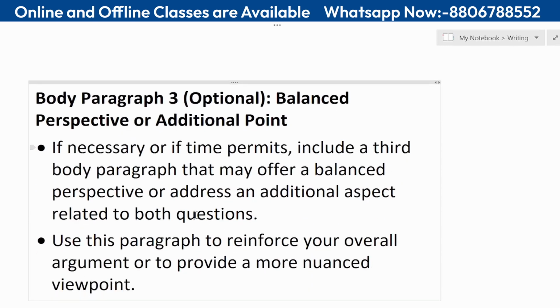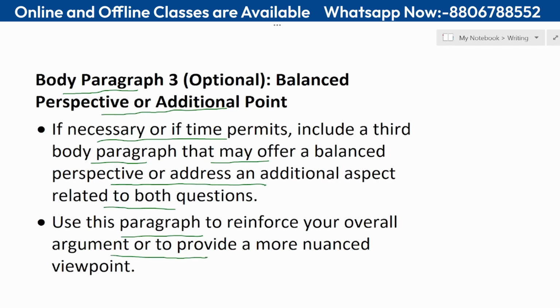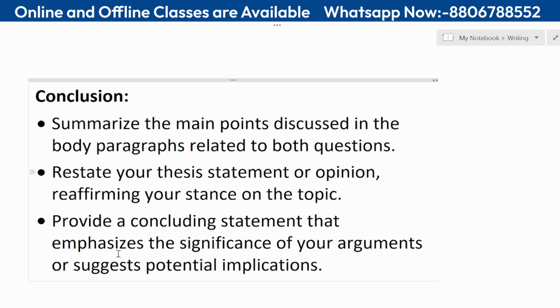in your writing section. Now the third part is the body paragraph 3. This is optional. It is a balanced perspective or additional viewpoint. Now here, if necessary or if time permits, include a third body paragraph that may offer a balanced perspective or address an additional aspect related to both questions, and use this paragraph to reinforce your overall argument or to provide a more nuanced viewpoint. So this paragraph is optional. If you have time, then you need to include this in your essay.